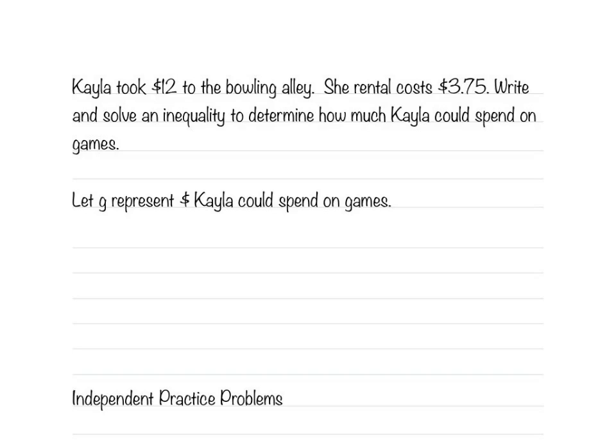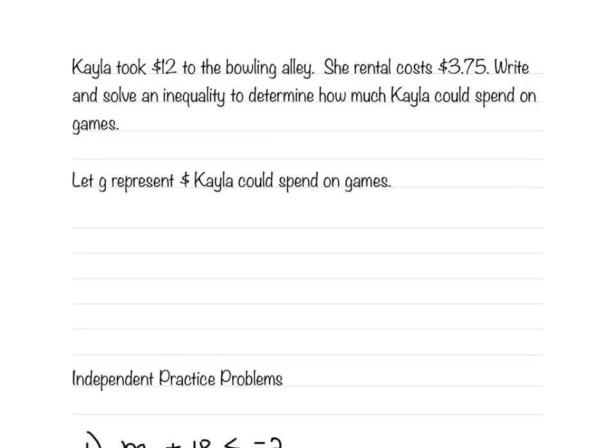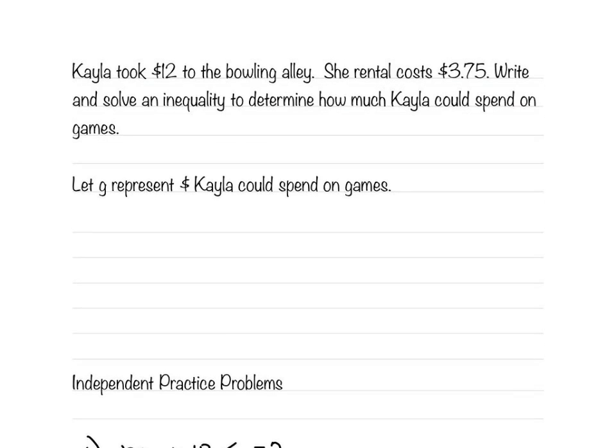All right, let's look at this word problem. Kayla took $12 to the bowling alley. Shoe rental costs $3.75. Write and solve an inequality to determine how much Kayla could spend on games. Let G represent the money that Kayla could spend on games.